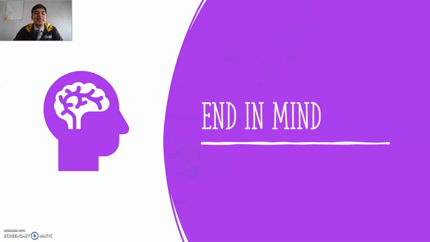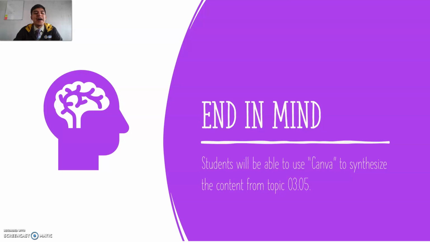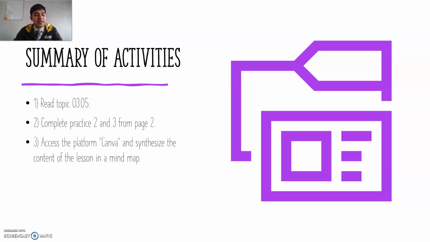Let's start with our learning objective for today. Students will be able to use Canva to synthesize the content from topic 3.05. Here you have a summary of the activities for today. Read topic 3.05, complete practice 2 and 3 from page number 2, access the platform Canva and synthesize the content of the lesson in a mind map, and take the assessment for topic 3.05.